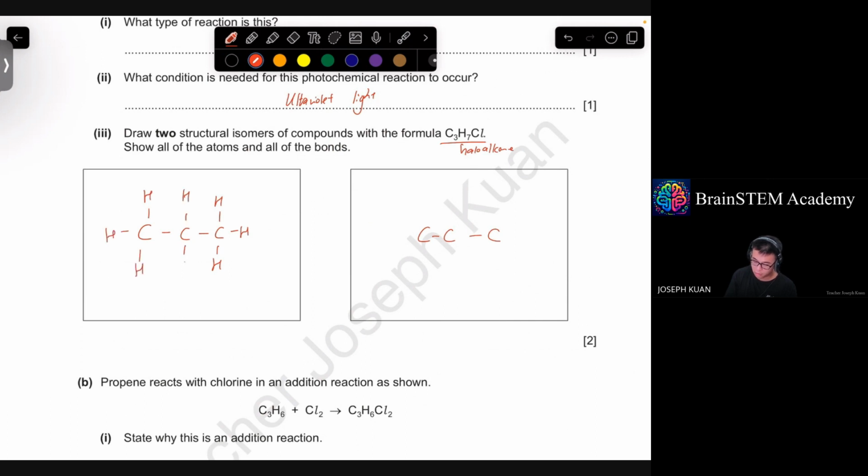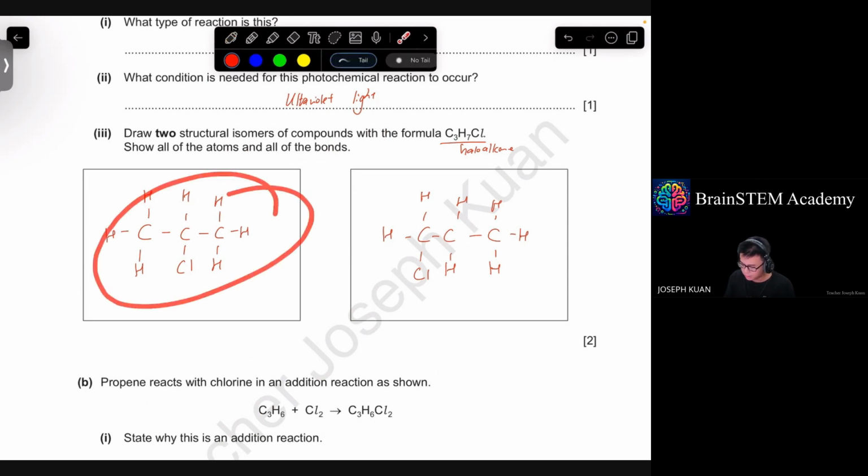So I can make the chlorine atom at the second carbon atom, or I can make the chlorine atom on the first carbon atom. So those are the two isomers of this particular haloalkane. It's actually chloroalkane. One is 2-chloroalkane and the other one is 1-chloroalkane, right?